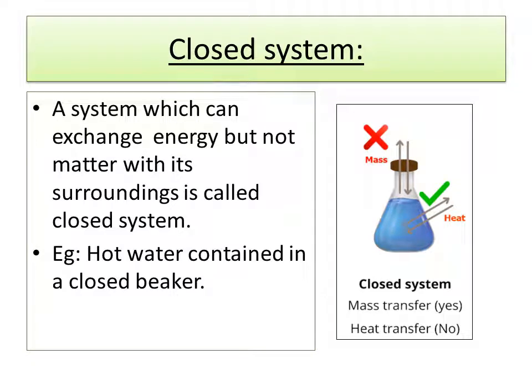Closed system. A system which can exchange energy but not matter with its surrounding is called a closed system. Example, hot water contained in a closed conical flask. As in the figure, the water is heated in the closed conical flask, so that the water vapor cannot escape from the conical flask since the conical flask is closed by a cap. But the system can exchange heat energy with the surrounding.